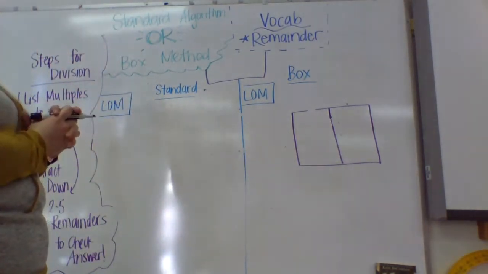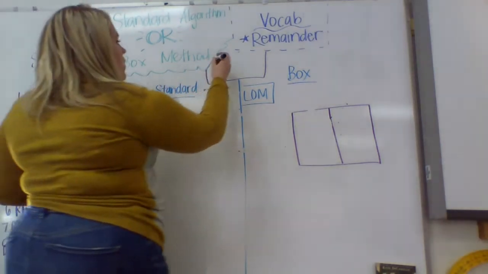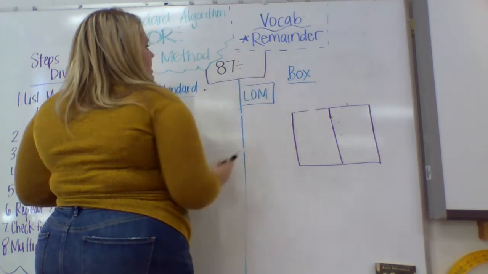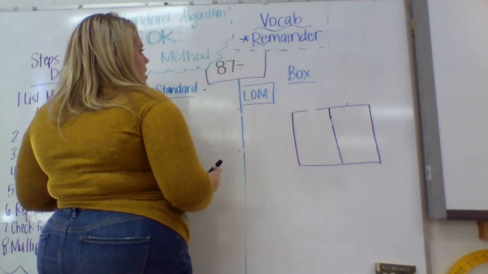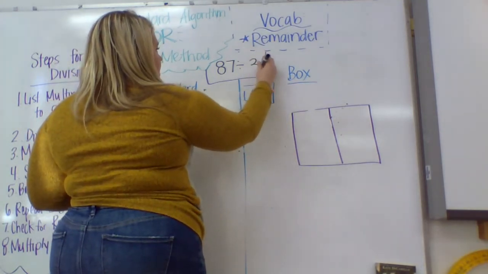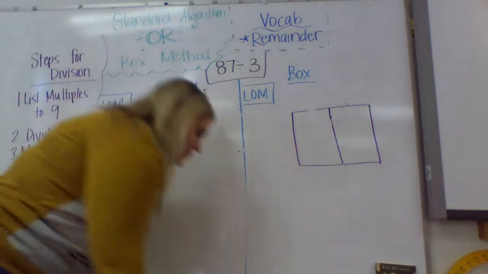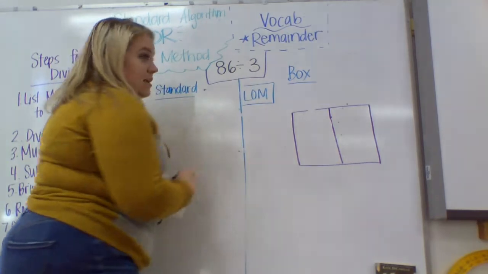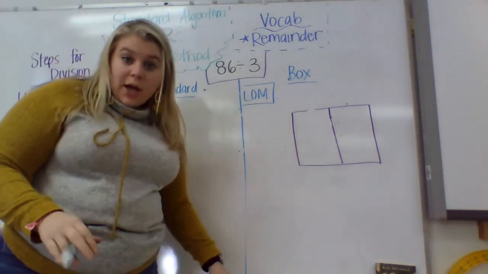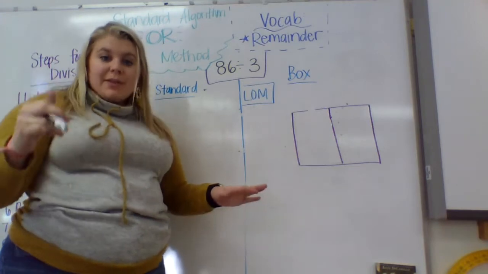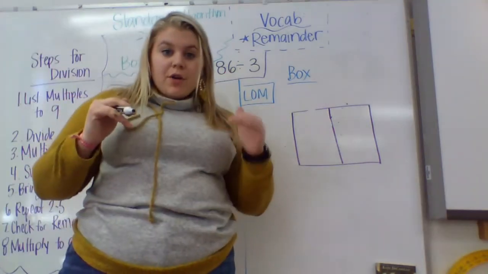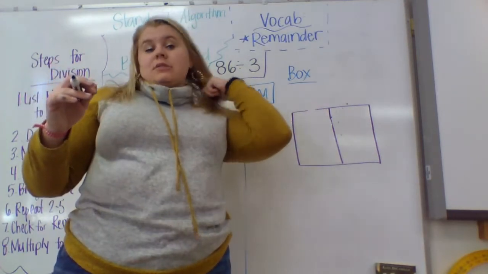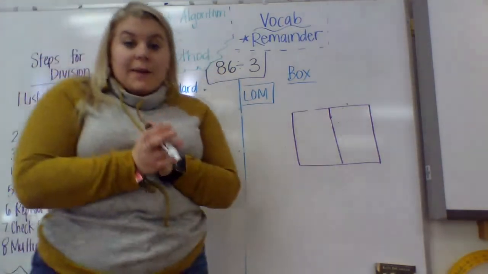So we are going to do 87 divided by 3. No, we're not. We're going to do 86 divided by 3. So I want you to pause the video, get out a piece of paper and a pencil or something to write on. Pause, start it back when you're ready. This is a longer video, but it's our introduction to division, not to fractions. So 86 divided by 3.